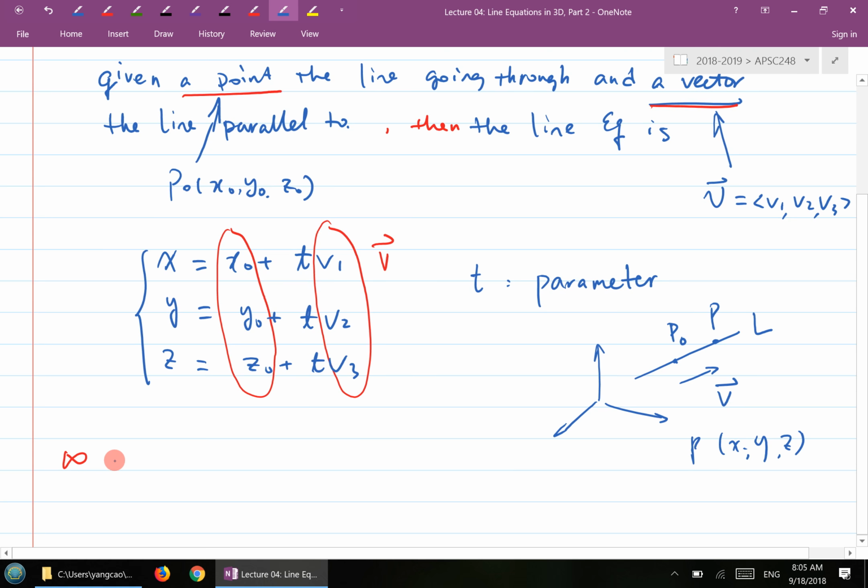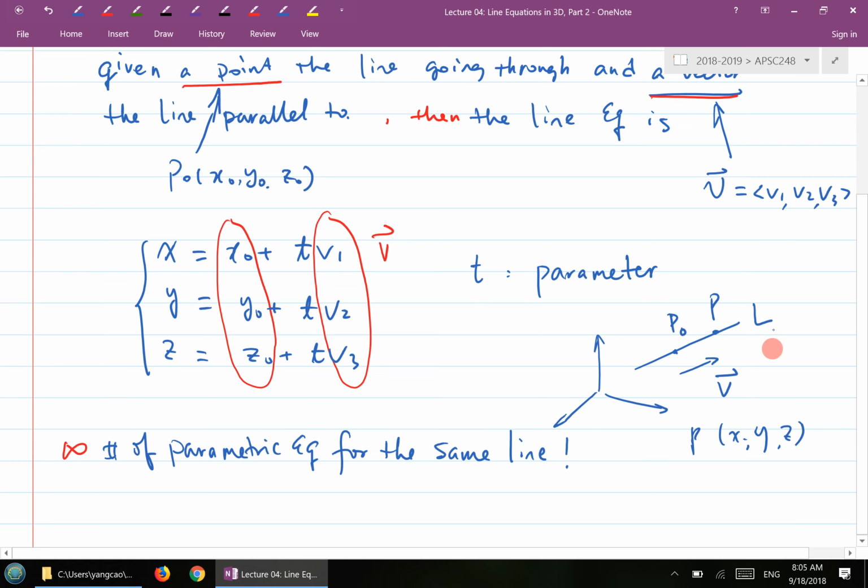So there are an infinite number of parametric equations for the same line. Okay. So just bear this in mind.